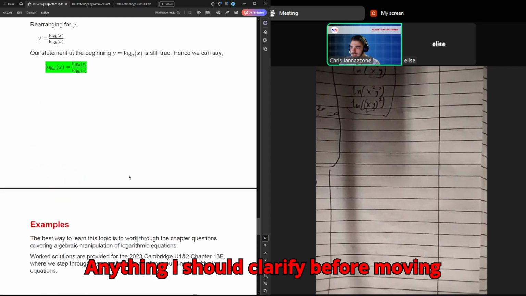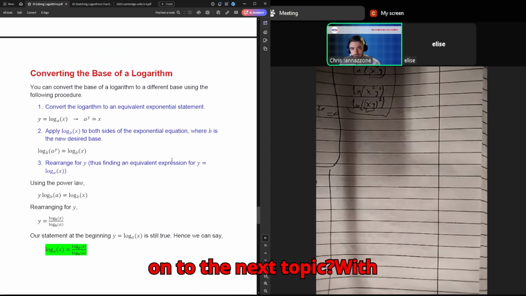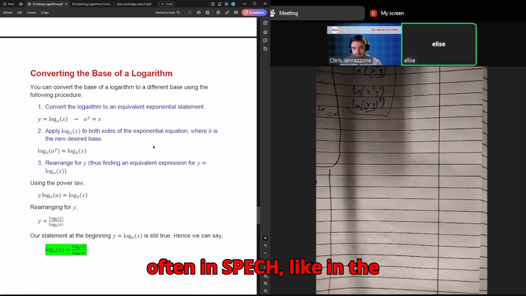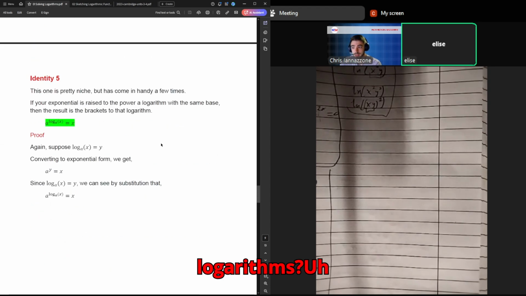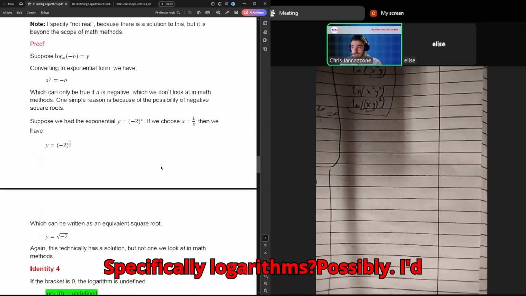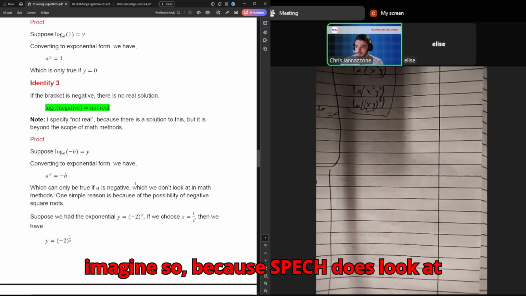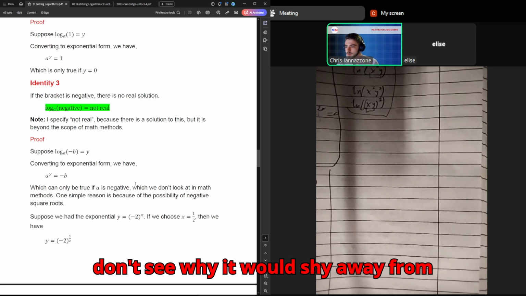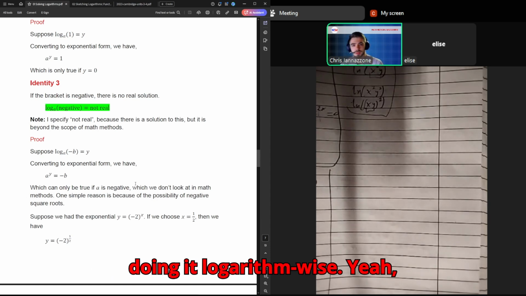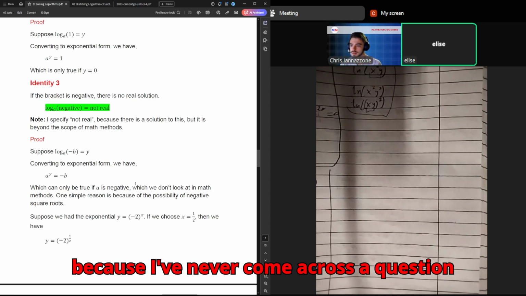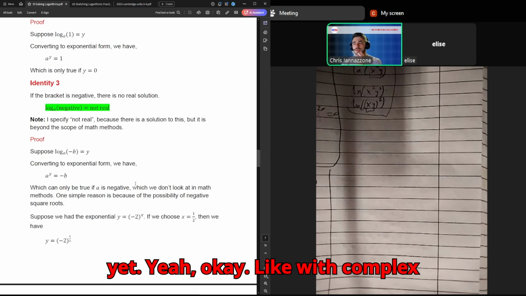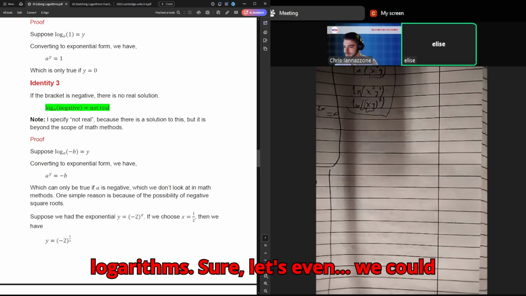Anything I should clarify before moving on to the next topic? With the complex numbers, do they come up often in Spesh, like in the form of logarithms? Specifically logarithms? Possibly. I'd imagine so, because Spesh does look at complex numbers pretty early on, so I don't see why I would shy away from doing it logarithm-wise. Because I've never come across a question with logarithms in Spesh yet, like with complex logarithms.